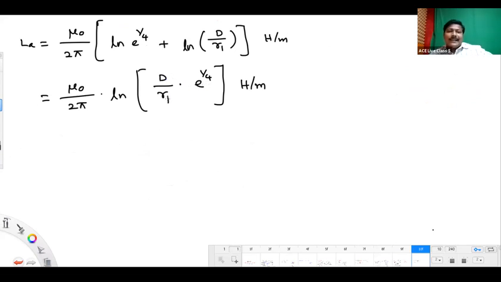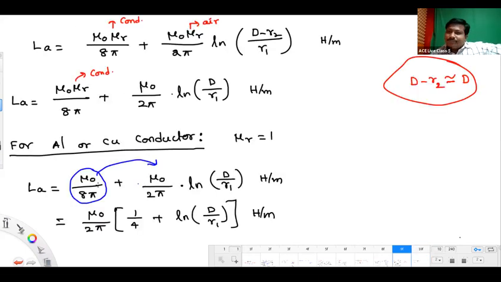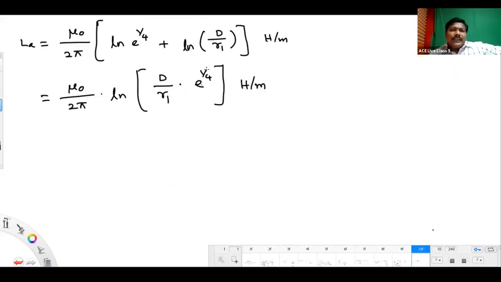Is it with distance or radius? By common sense, I can say we can go with the radius. Why is it so? Because the internal term is a conductor term, right? So after adding this, we are getting d by r1 into e power 1 by 4. As it's a conductor term, here it is a radius. That's why we are attaching that to radius.